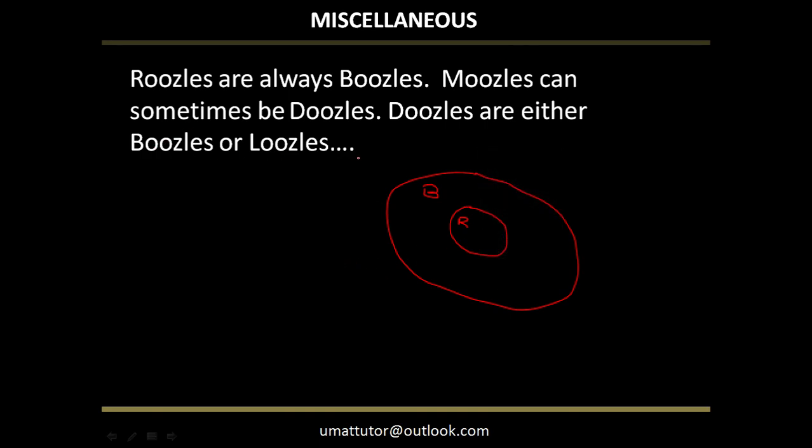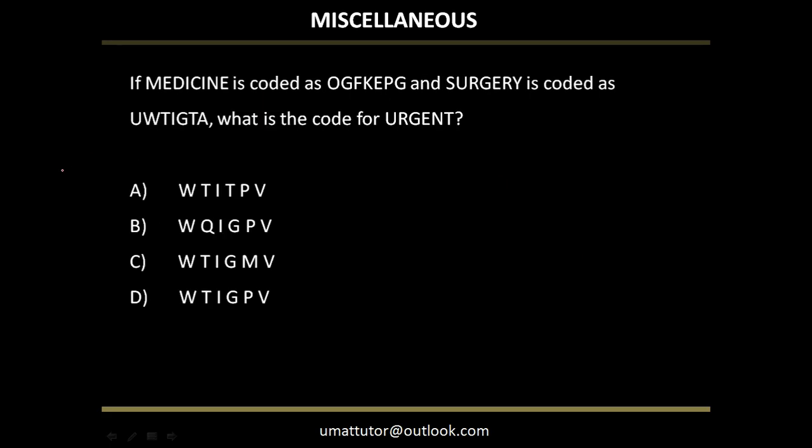doozles are either boozles or losels. Therefore you have boozles and losels as 2 circles together and doozles in the middle, and you go from there and draw up the picture. And then you'll have a question after that, which will ask you something else like, are all doozles losels? And then you have to go from there. So just understand that you can draw on the side and make a visual diagram to work out the answer to a question like this, because they do come up pretty often.